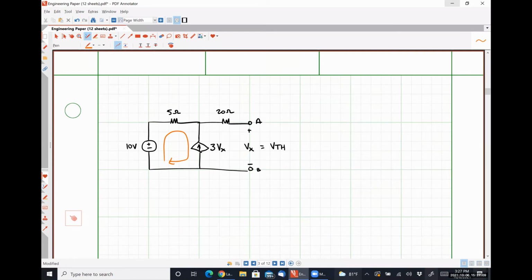So if we apply Kirchhoff's voltage law around this loop, what we get is negative 10 volts. And then I'm going to call this mesh current IA for right now. We're about to run into an issue.